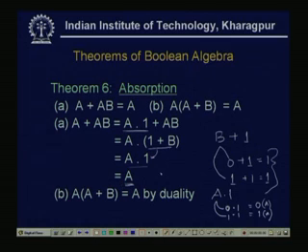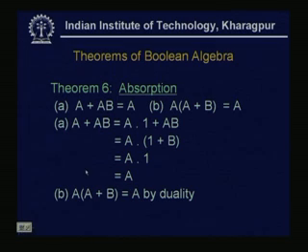Now, for the b part to be proved, if we replace the plus by dot and the dot by plus, by the duality principle, that means if we exchange the dot by plus and the plus by dot, then we will get the same result. So, these are my 6 theorems of Boolean algebra.